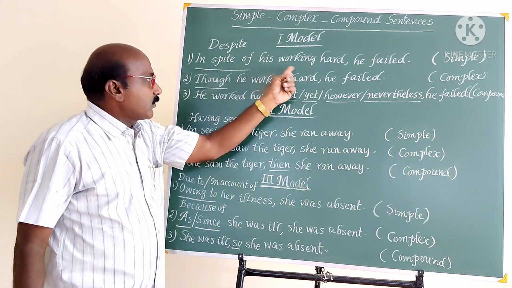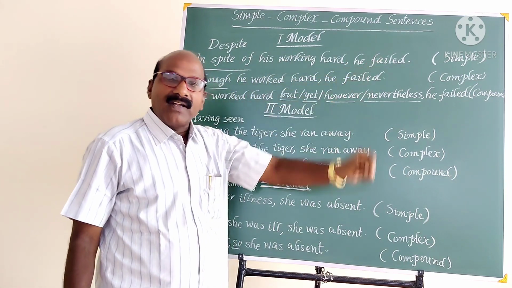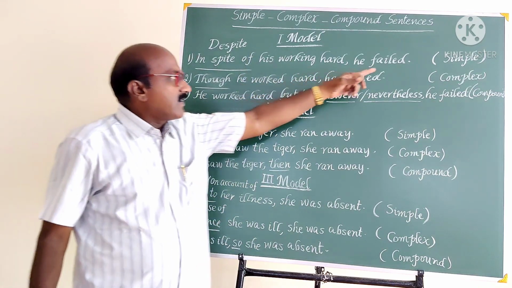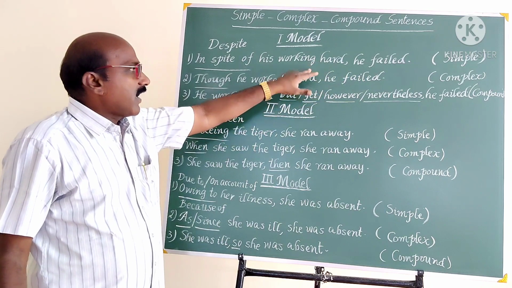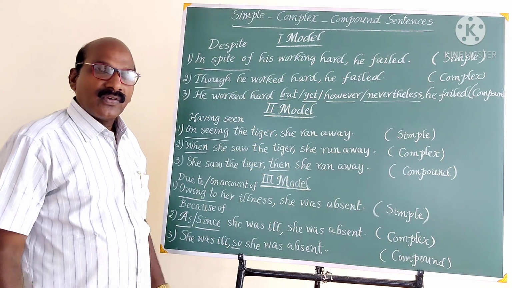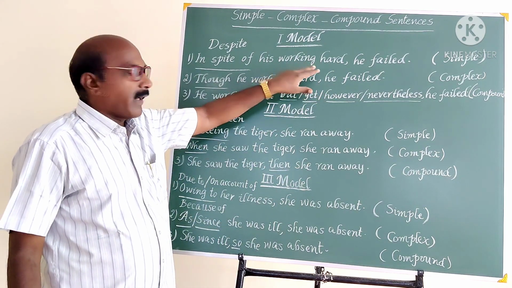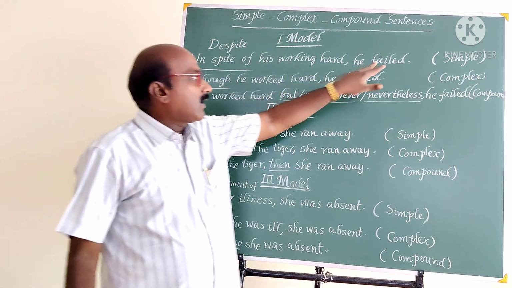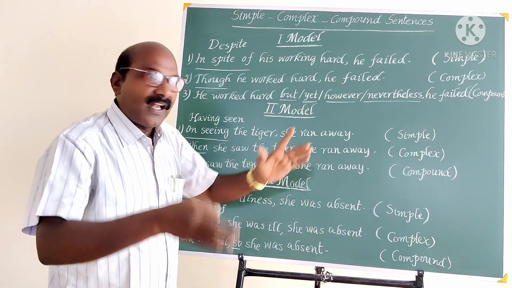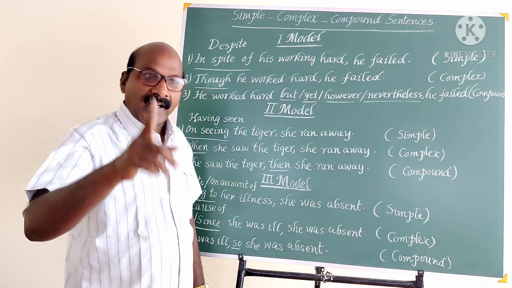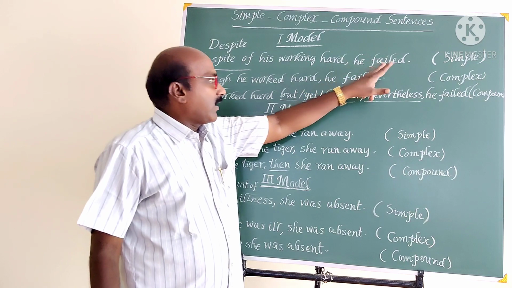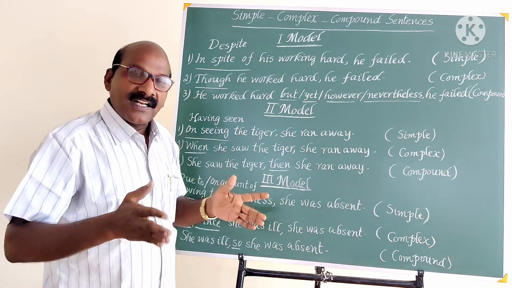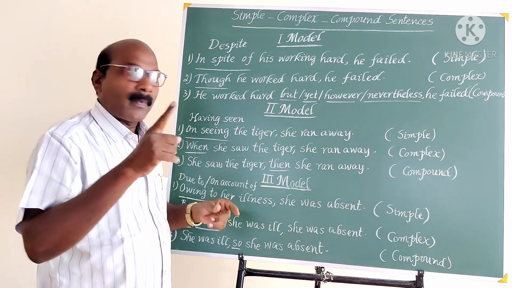In spite of his working hard, he failed. This is a simple sentence. It is a simple sentence because it has only one main clause. How can we say that it has only one main clause? Because there is only one finite verb. What is that? Failed. He failed. Failed is the finite verb. That is the only main clause. It has complete meaning. He failed. That itself gives a complete meaning.